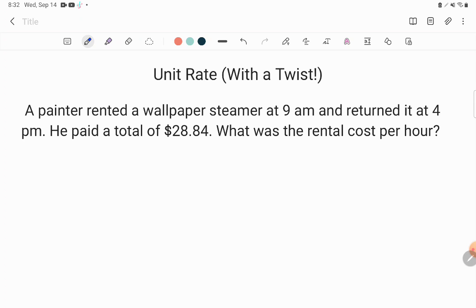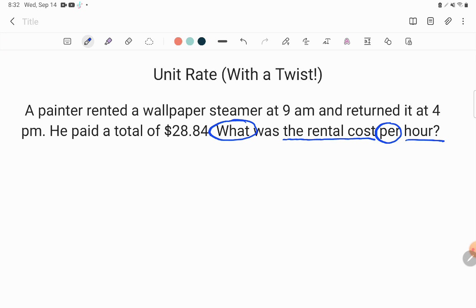Guys, I just got super excited as soon as I saw this phrase in the question. Let's look at what they're asking us to do or define. So there's our question word, what was. They want us to figure out the rental cost per hour. Whenever I see them asking me to find a blank per blank, I get super excited because I know exactly what kind of problem this is and exactly how to solve it.